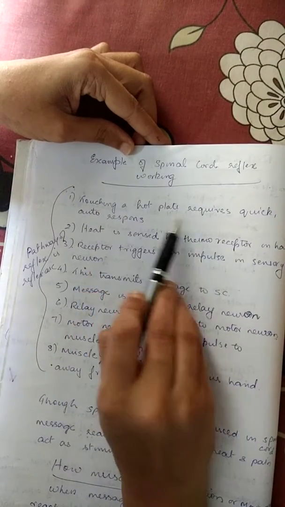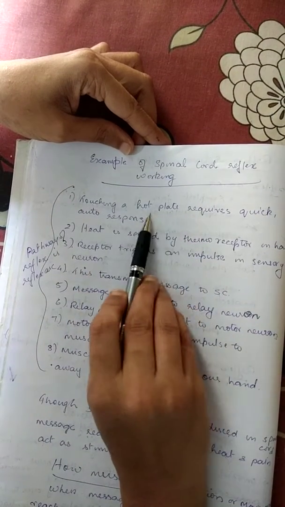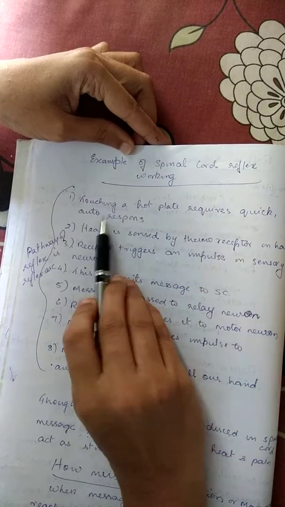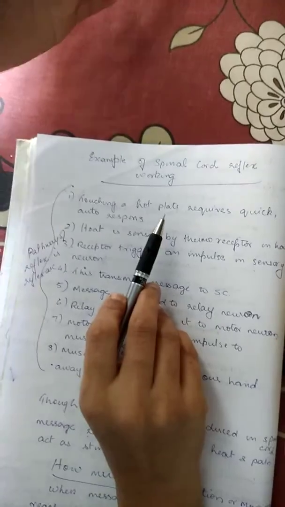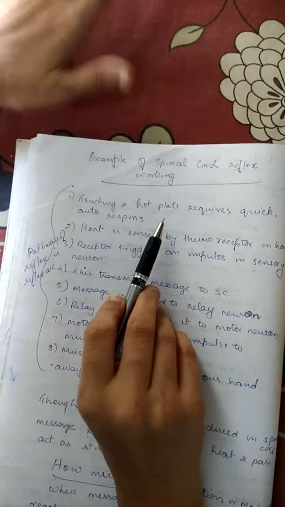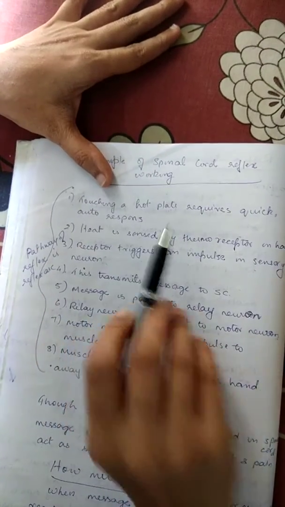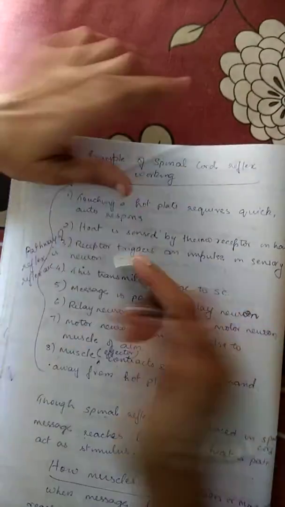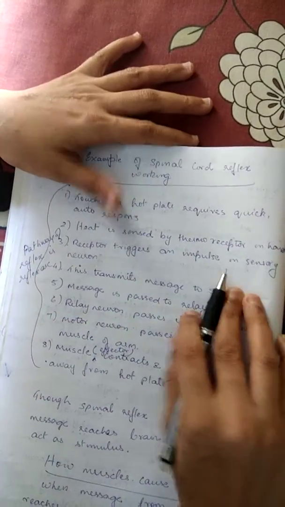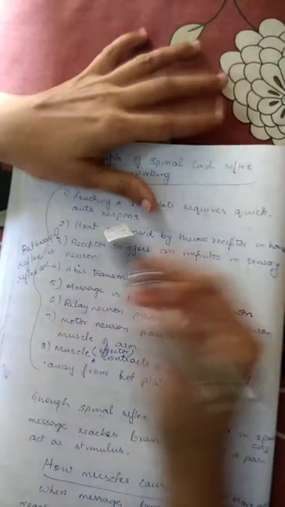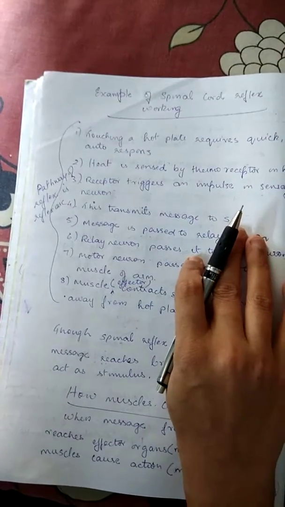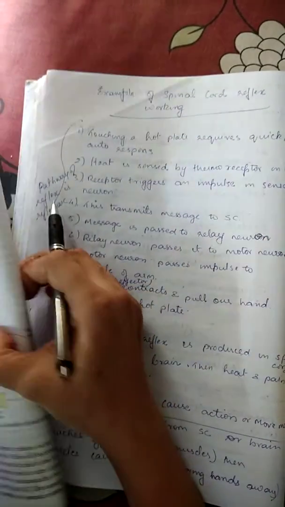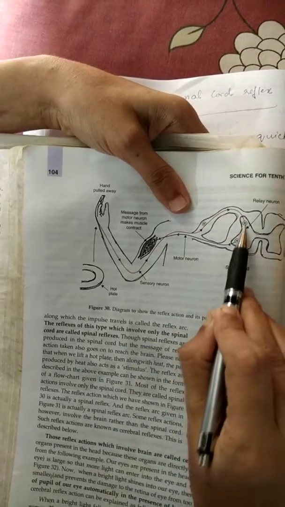So you touched a hot plate. If you are touching a hot plate, then it requires a very quick and automatic involuntary response. Now we decided that we are going to have a reflex action. So heat is sensed by the thermoreceptor of your hand first. The receptor triggers an impulse, and through the sensory neuron, this is transmitted to the spinal cord. Now the message is passed to the relay neuron. As I already showed you in the picture, the message was transmitted to the relay neuron.